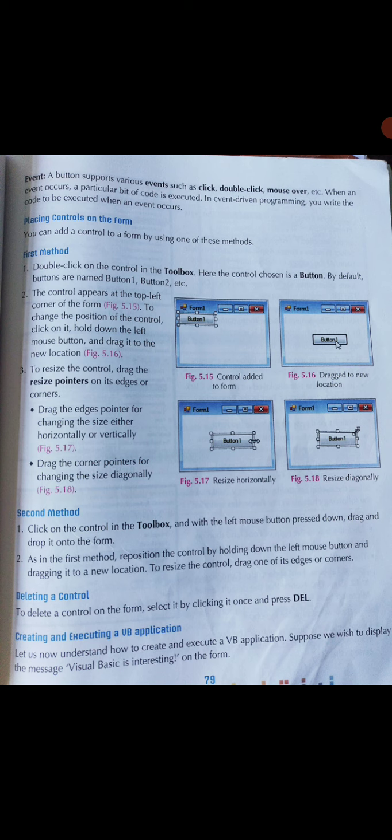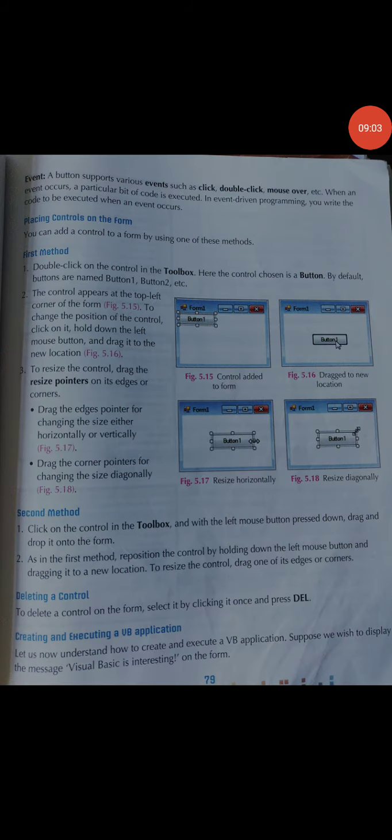Clear? No doubt? So here in the first method you will get 3 steps up to step 3, corners, and in the second method you will get 2 steps, step 1, step 2, up to your edge or corners. Clear? No doubts regarding this?